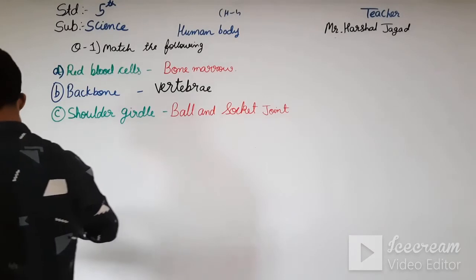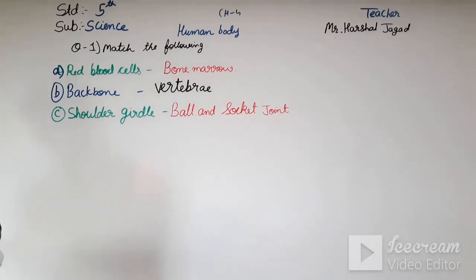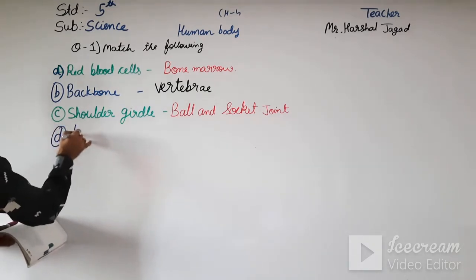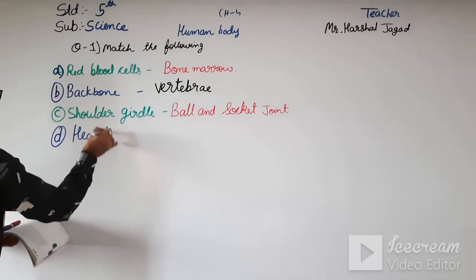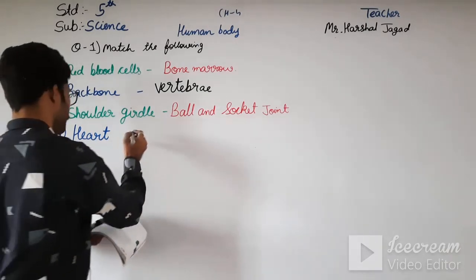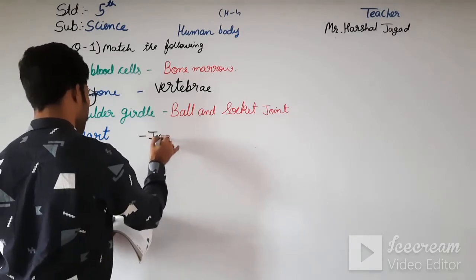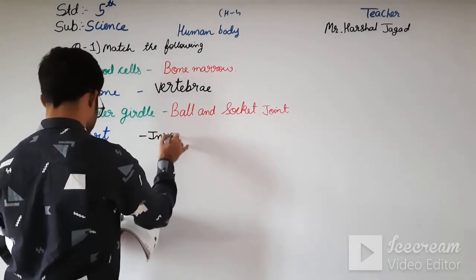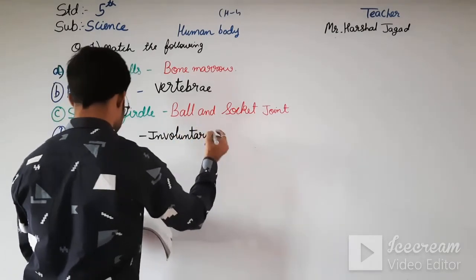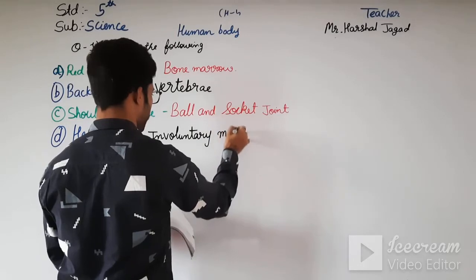And the fourth one, that is heart. D, heart. So heart, it works for involuntary muscles.